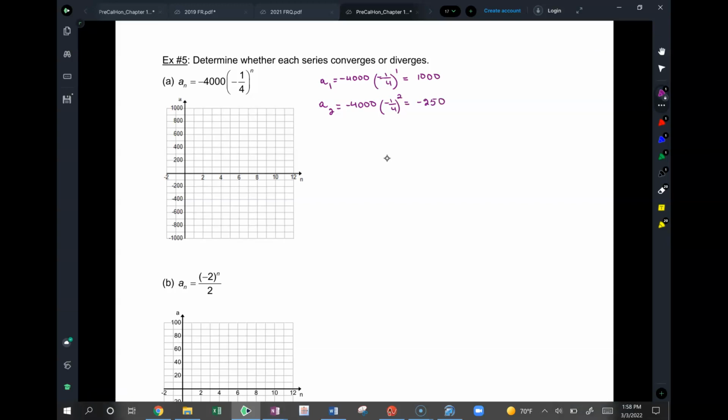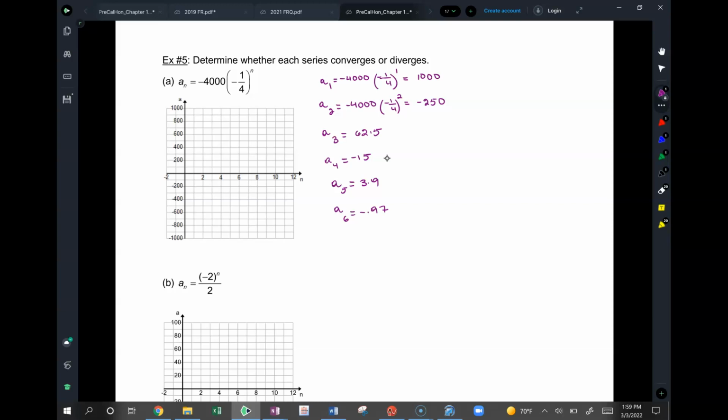Why is it squared and not? Oh, no. And then a sub 3 in the same way is 62.5. A sub 4, negative 15. The fifth one is 3.9. And let's just do one more. Sixth one is negative 0.97. Okay. What do you notice between each of these values? Is there a pattern?